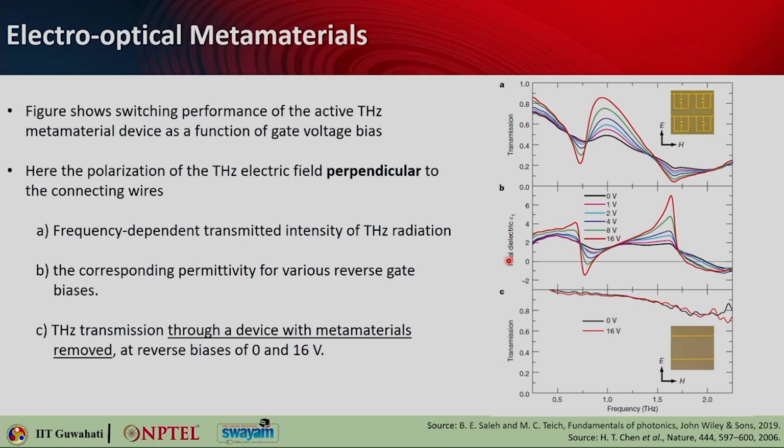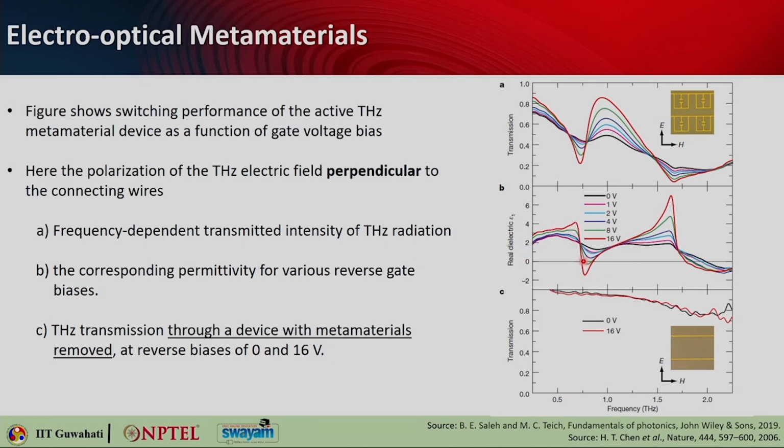dielectric permittivity. Here is a figure that shows the switching performance of the active terahertz metamaterial device as a function of gate bias voltage. Here the polarization of the terahertz electric field is perpendicular to the connecting wires. These are the connecting wires and this is the electric field polarization direction. This figure shows the frequency dependent transmission at different voltage levels, and if you see why it has changed, you can actually see that this is how the permittivity changes.